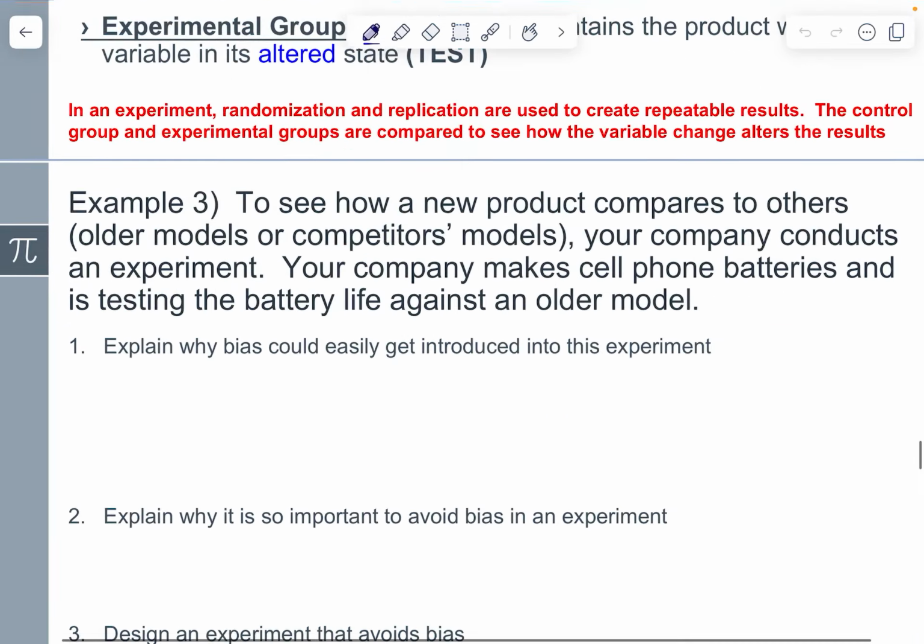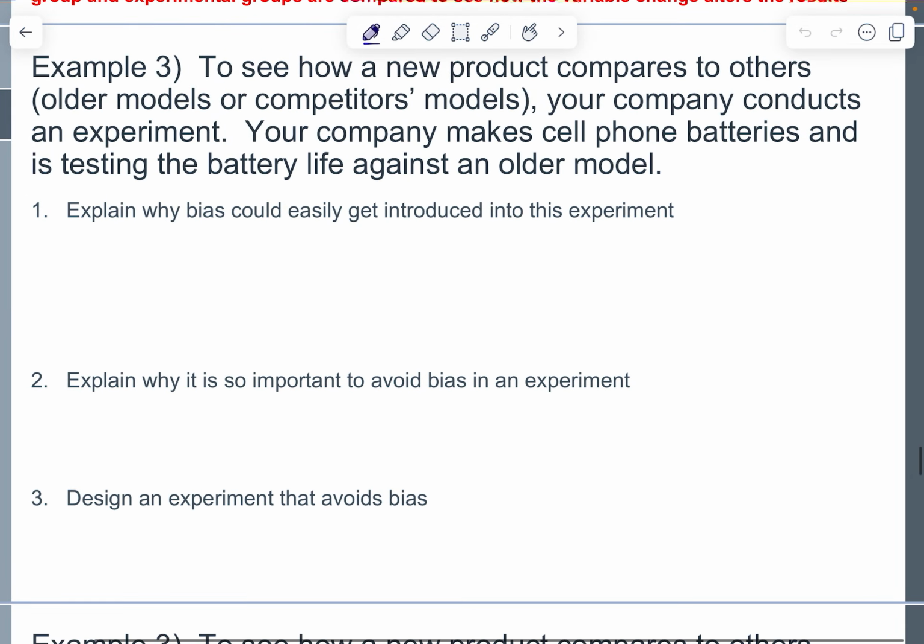So, example 3 said, to see how a new product compares to other older models or competitive models, your company decides to conduct an experiment. Specifically, your company is going to make cell phone batteries and is testing the battery life against an older model. So in this situation, we work for a company, we make cell phone batteries, and we want to compare our battery against an older model and see how it does.